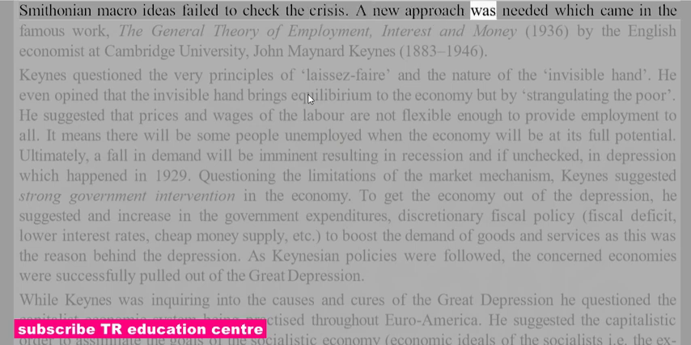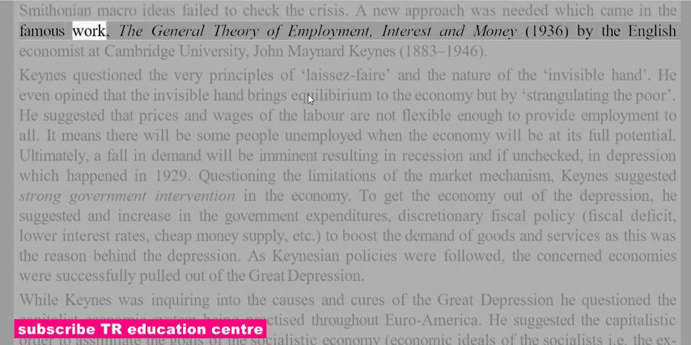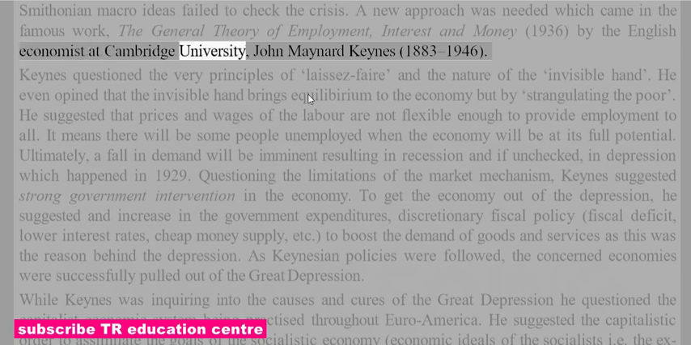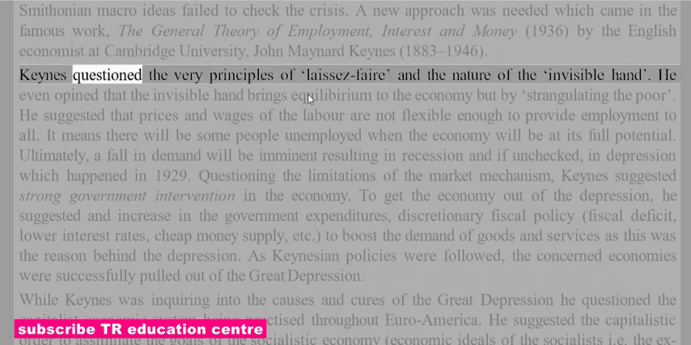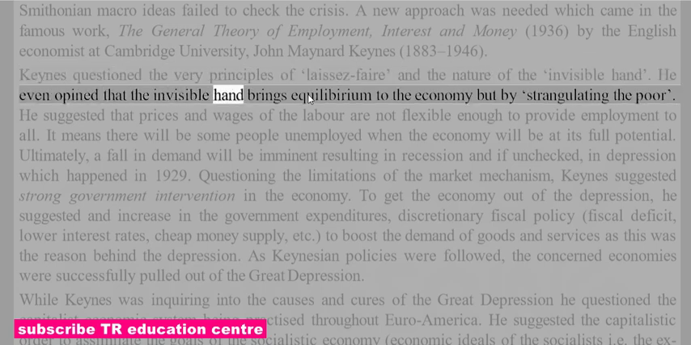A new approach was needed, which came in the famous work, The General Theory of Employment, Interest and Money, 1936, by the English economist at Cambridge University, John Maynard Keynes, 1883-1946. Keynes questioned the very principles of laissez-faire and the nature of the invisible hand. He even opined that the invisible hand brings equilibrium to the economy, but by strangulating the poor.